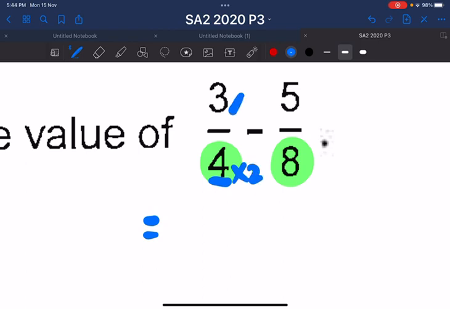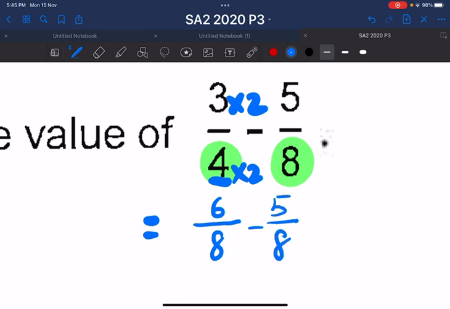Okay, now if we do that, we are going to do the same to the top, which will get us 6. Alright, let me sharpen my pencil. We will get 6 over 8. Right, now the second fraction is already in 8. It's already a good guy. So there's nothing we need to change anymore. It's already a good guy. It's already in 8. So there we have, you take a look at this fraction, 6/8 minus 5/8.